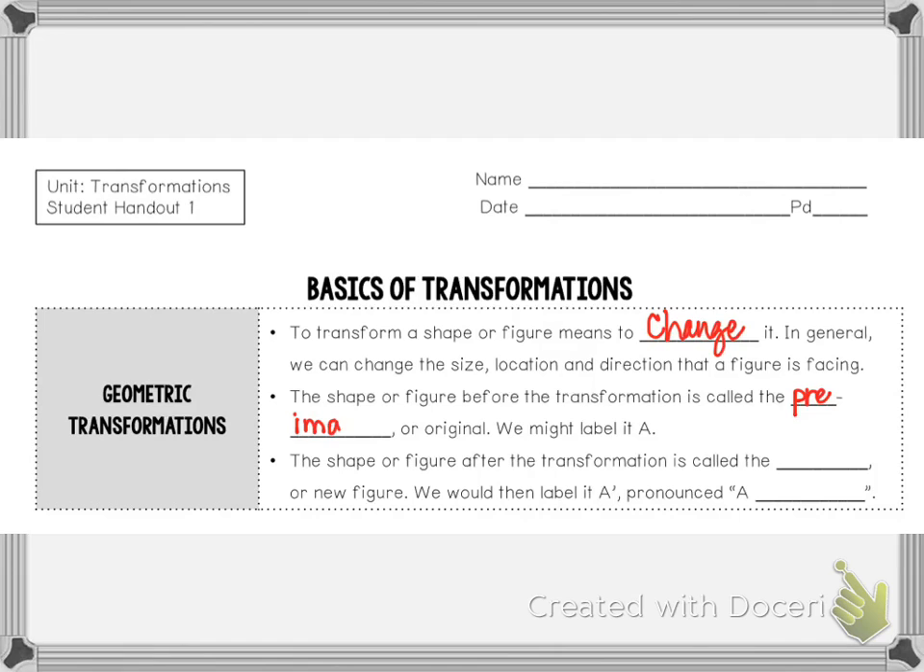So the one without the prime symbol. We might label it as A, and you'll notice it does not have the prime. The shape or figure after the transformation is called the image. And it would be labeled with an A prime. You'll notice that now it has that little tick mark. So these are the vocabulary we need to remember: pre-image, image, and transformation.